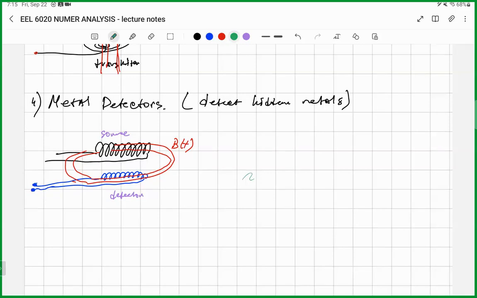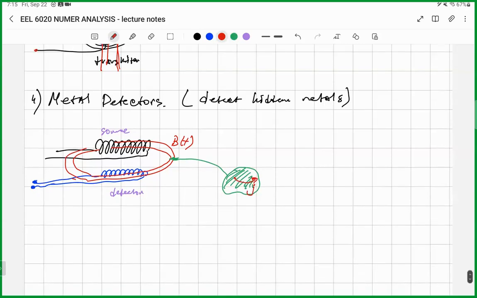Now, if I bring some kind of metallic object inside this magnetic field, the magnetic field creates currents in the metallic object, and this current creates its own magnetic field. This magnetic field affects the magnetic field observed by the detector, and hence the electromotive force here changes, and we can detect this change. So any object will be detected by the change of the magnetic field.